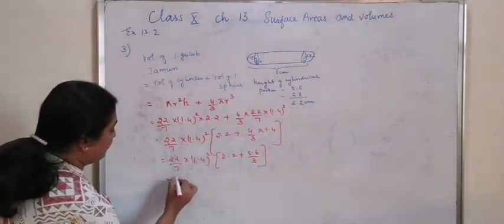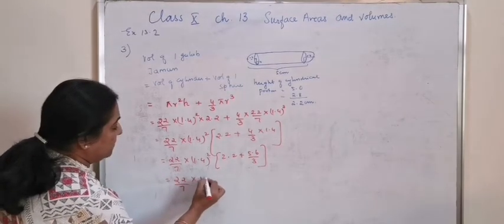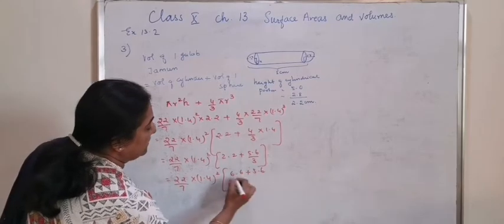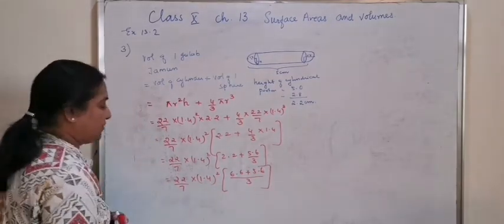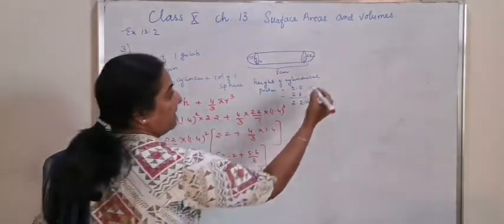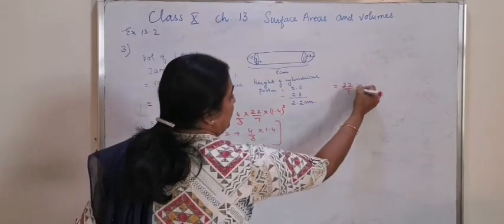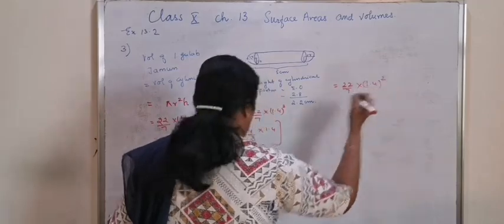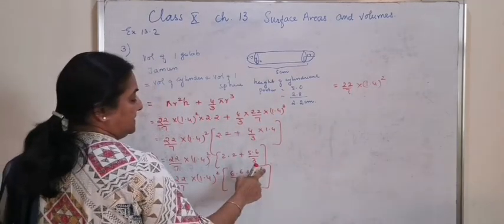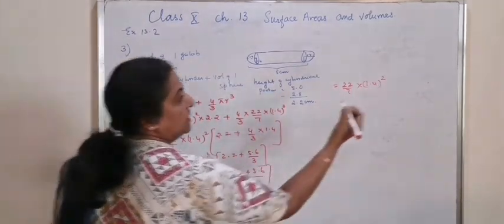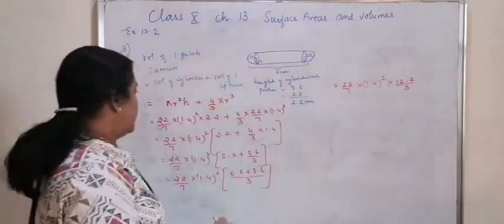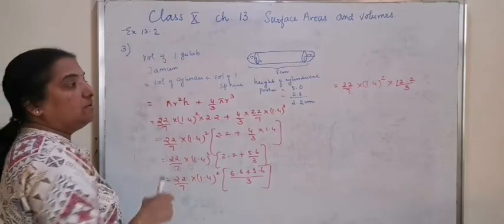Let's take LCM. 22 by 7, 1.4 the whole square, 6.6 plus 5.6 divided by 3, or 22 by 7 into 1.4 the whole square into 12.2 divided by 3. This is the volume of one gulab jamun.